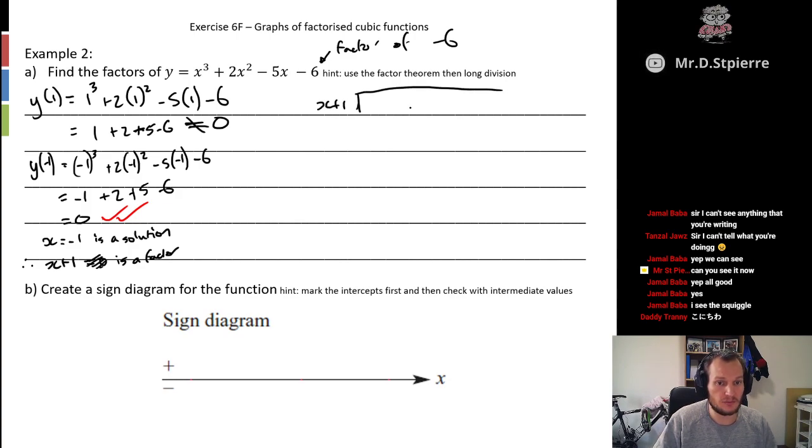Okay, you could keep using the factor theorem. You could keep trying different numbers. You could try -2, -3, 3, 2, 6, -6. You could keep trying them to find the other factors, or you could go straight to long division. I'm going to use the long division because I always think it's something that everyone needs to practice more of. I'm not going to talk while I go through this. It will just be quicker.